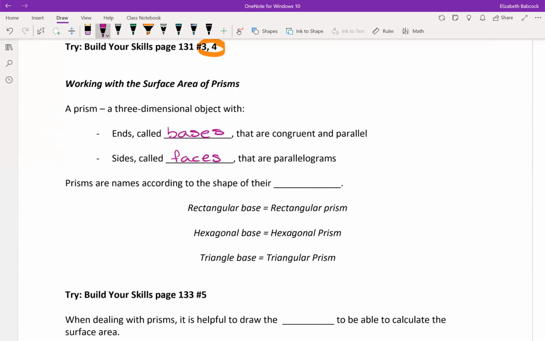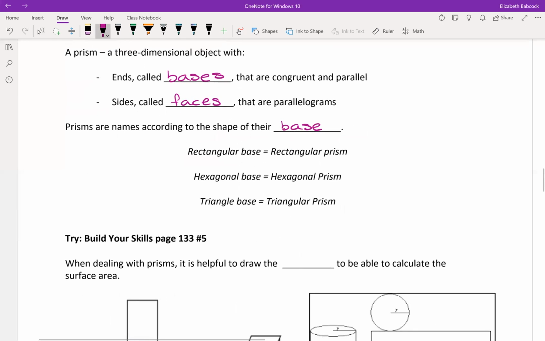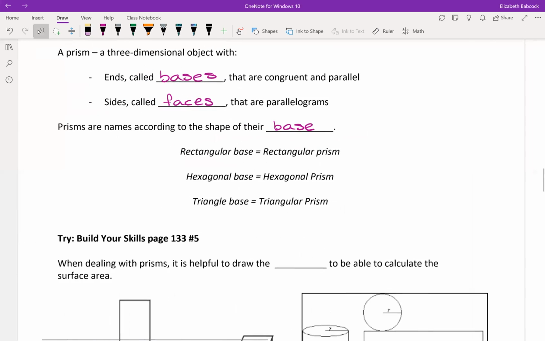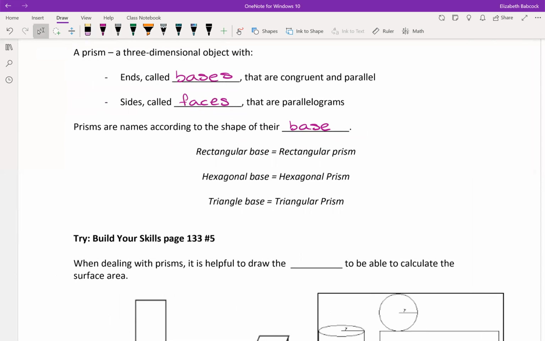Okay. So prisms are actually named according to the shape of their base. So if it is a rectangle on the bottom, it is a rectangular prism. If it is a hexagon on the bottom, it is a hexagonal prism. If it is a triangle on the bottom, it is a triangular prism. Okay, so that's pretty straightforward in how they're named. So you can try number 5 on page 133. Come back when you're done.